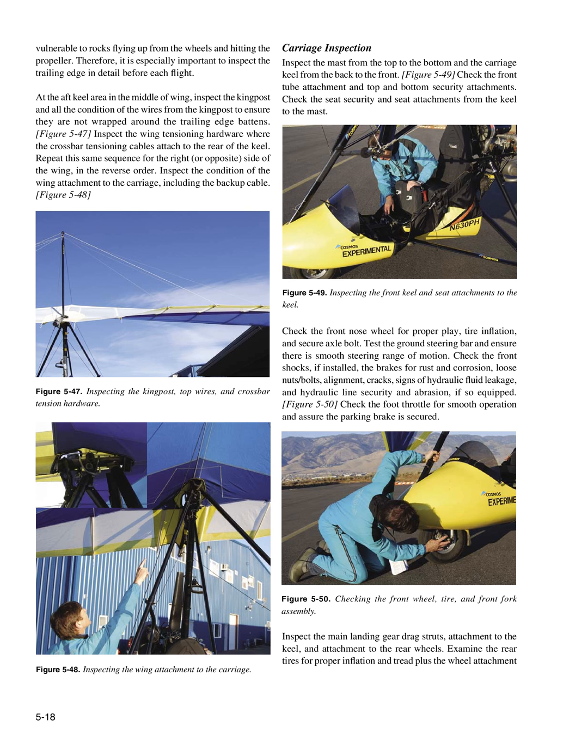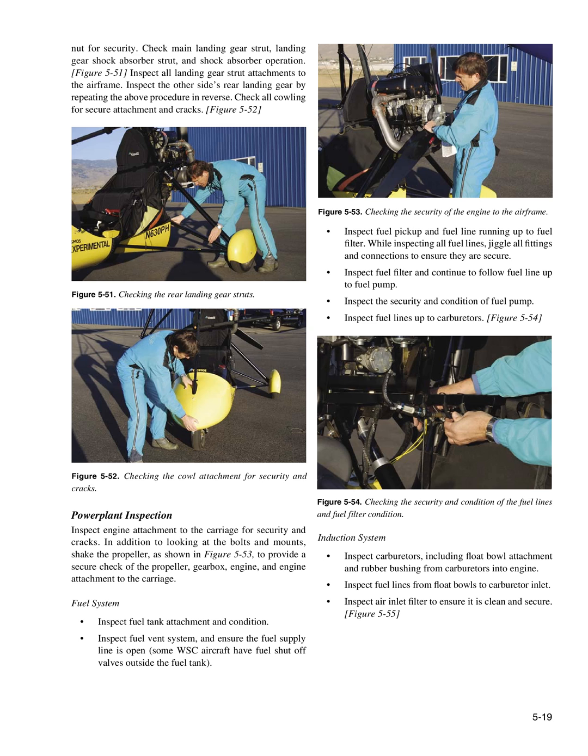Examine the rear tires for proper inflation and tread plus the wheel attachment nut for security. Check main landing gear strut, landing gear shock absorber strut, and shock absorber operation. Figure 551, inspect all landing gear strut attachments to the airframe. Inspect the other side's rear landing gear by repeating the above procedure in reverse. Check all cowling for secure attachment and cracks.